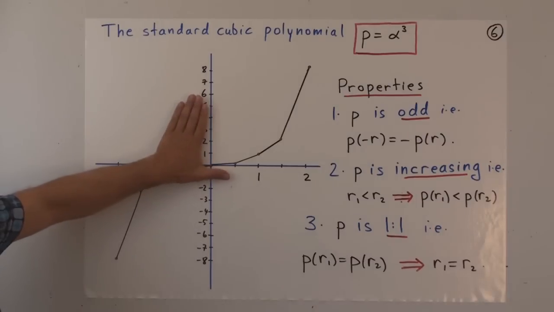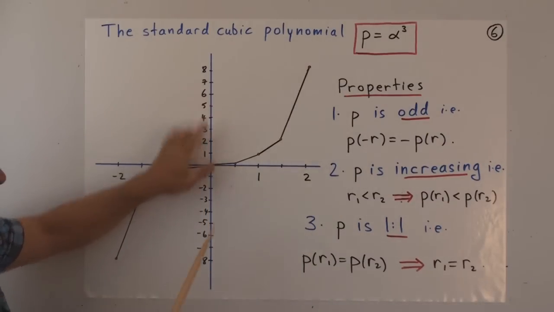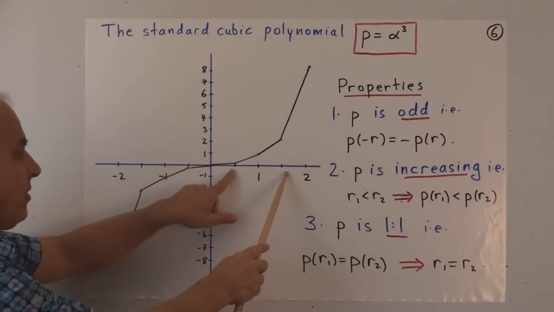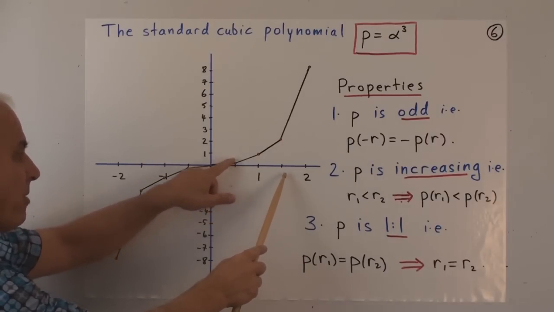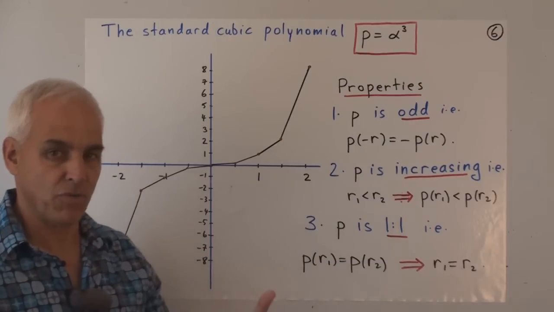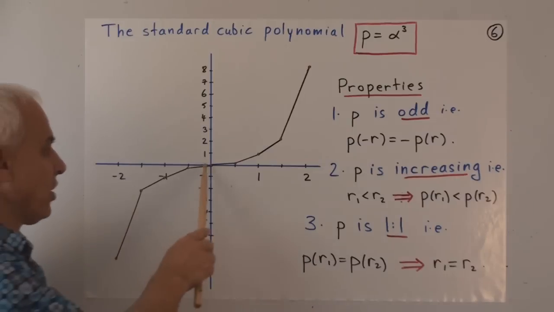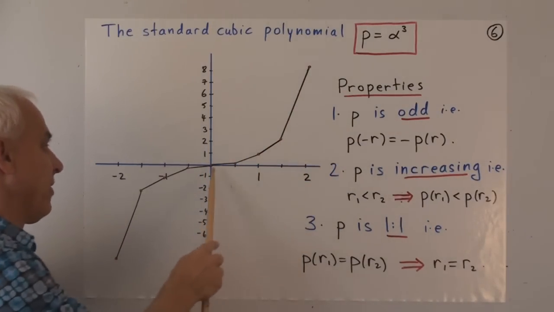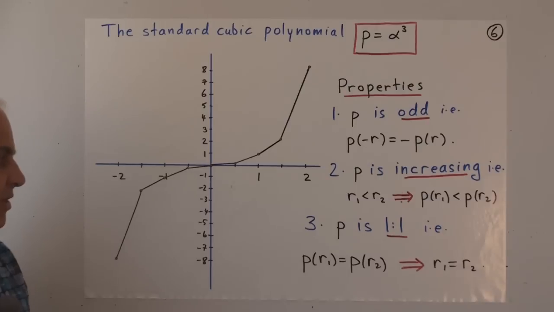That's perhaps clear if you just look at the right-hand side first. If you have two numbers r1 and r2, and r1 is less than r2, then if you multiply r1 by itself 3 times, you're going to get something less than if you multiply r2 by itself 3 times. So it's increasing on this side, and then by symmetry, or the odd property, it's also increasing on this side. In other words, as we go right, it goes up.